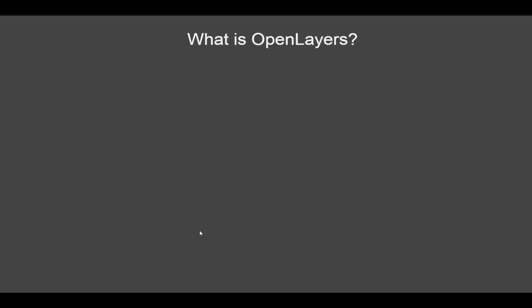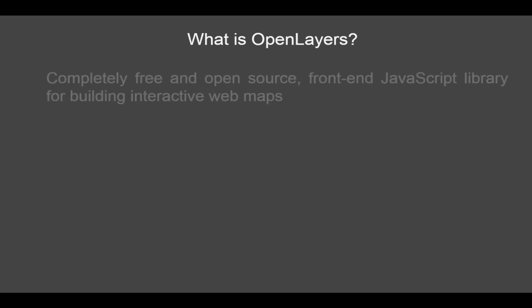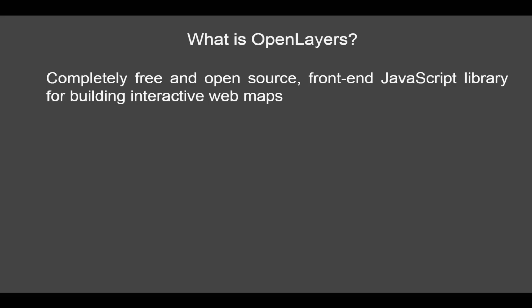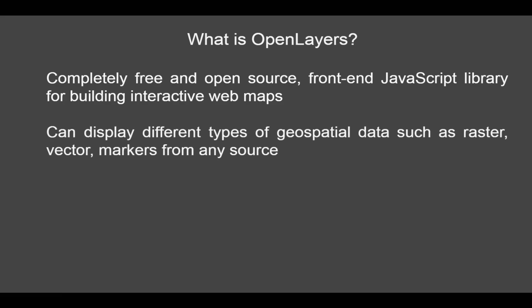Okay, let's get started. Before we start coding, I would like to give you some information about OpenLayers. So what is OpenLayers? Well, it's a free and open source front-end JavaScript library for making interactive web mapping applications. And it can display different types of geospatial data, such as raster data, vector data, and markers from any source.